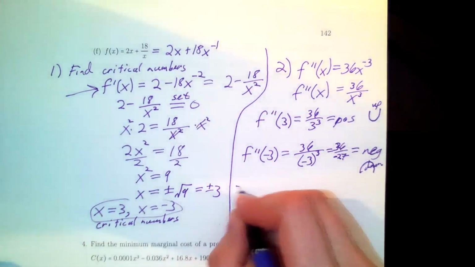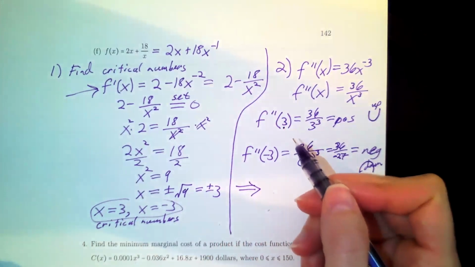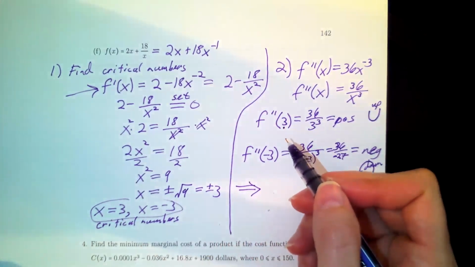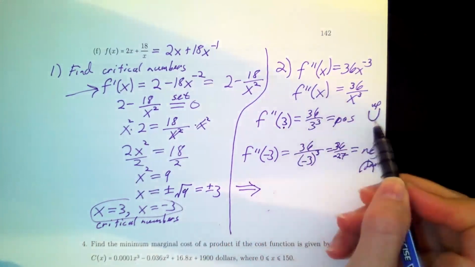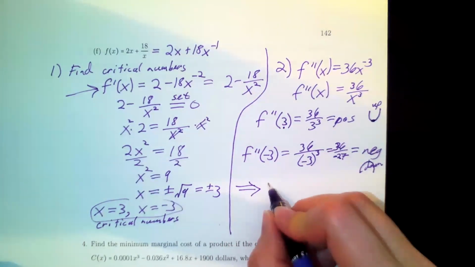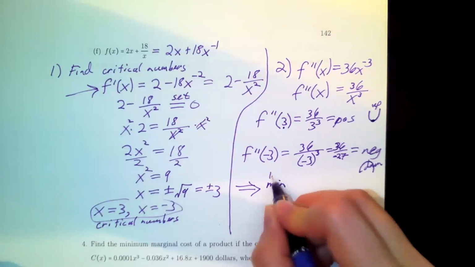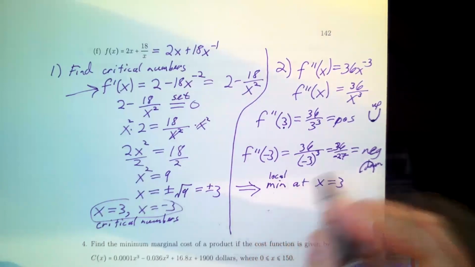I'm supposed to draw further conclusions from that. This 3 was no random point. That is a critical number, which means it's potentially a max or a min. But if it's a potential max or a min, and the shape of the graph is concave up, then it must correspond to a min. So we'd say that there's a local min at x equal positive 3.